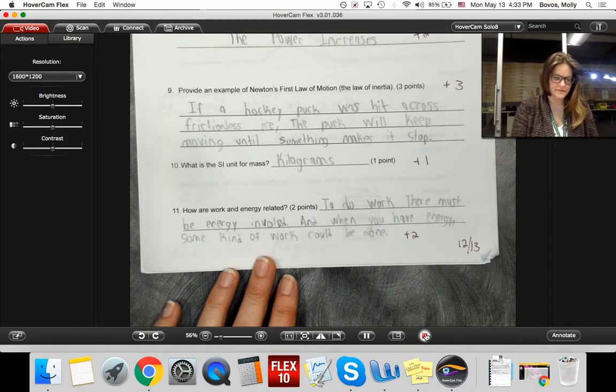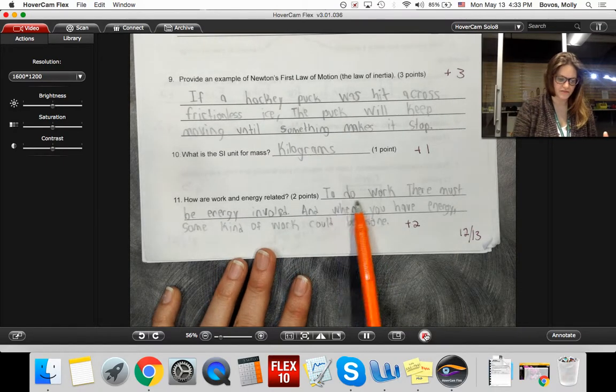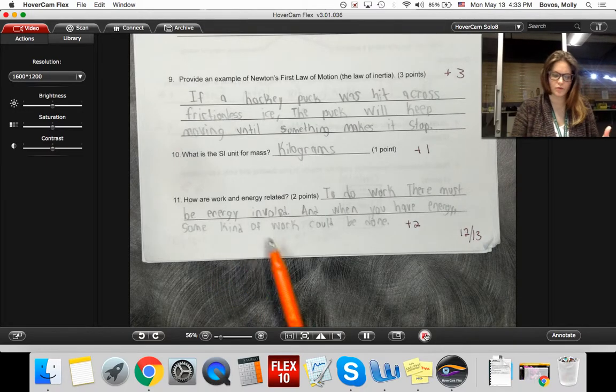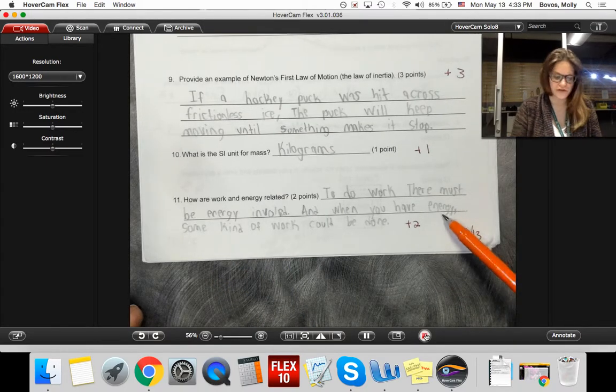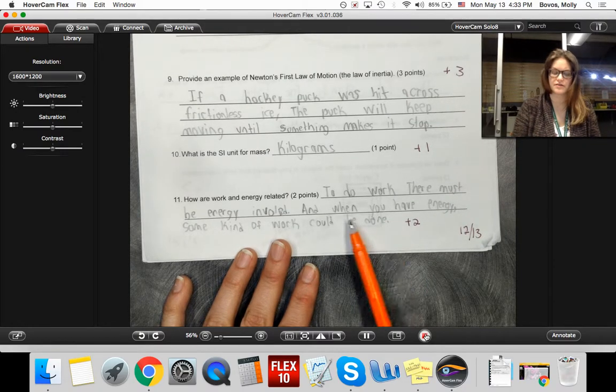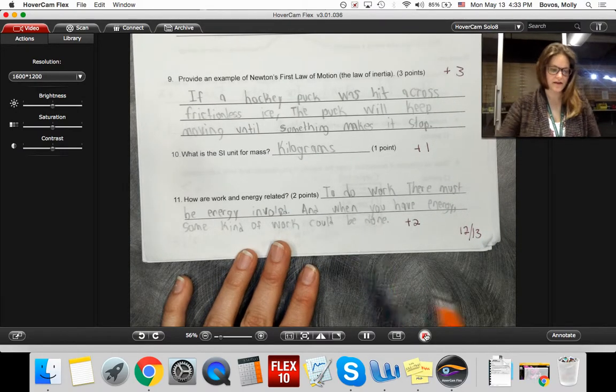I did like this response. To do work, there must be energy involved. When you have energy, some kind of work could be done. So energy is the ability to do work. So I felt that that was also meeting the answer that I was looking for here. So that was good. All right, that's the end of page 2.